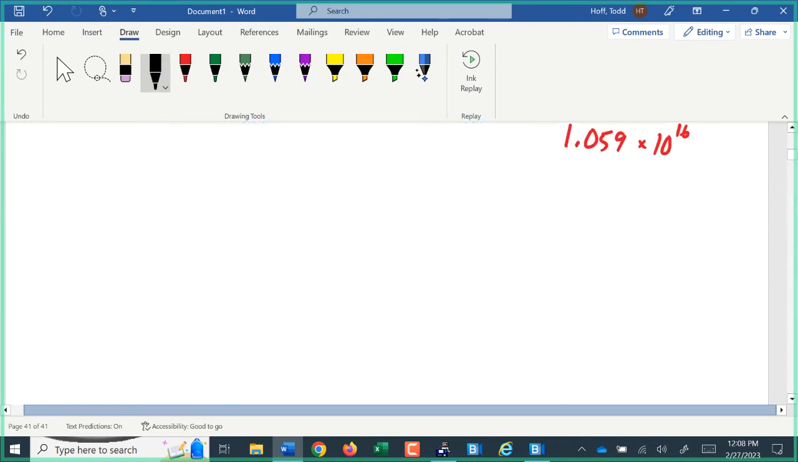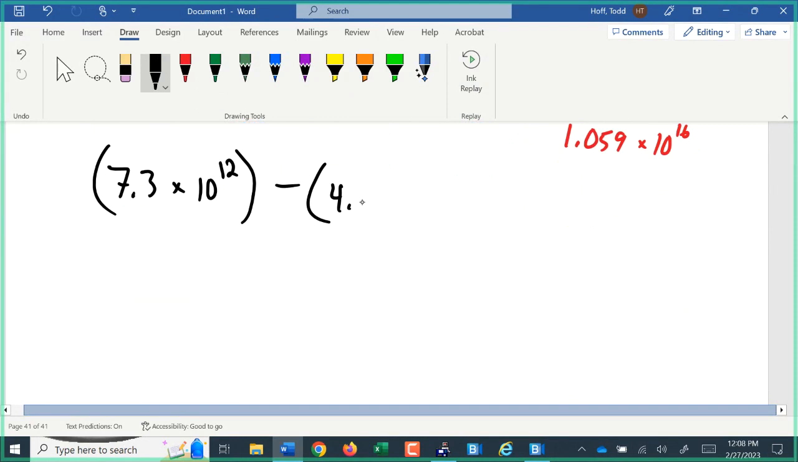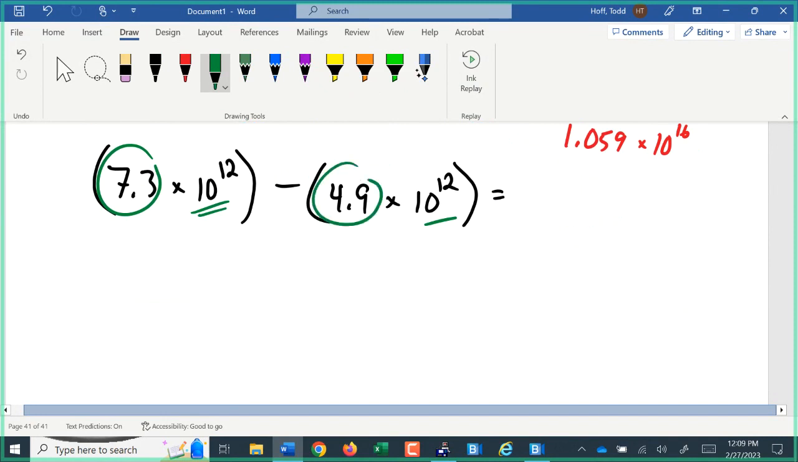When we subtract, the process is pretty much the same. We can have 7.3 times 10 to the 12th minus 4.9 times 10 to the 12th. We have the same name. They're both 10 to the 12th. So we can go ahead and subtract. We combine the counts. 7.3 minus 4.9 is 2.4. And we keep that same name of 10 to the 12th.